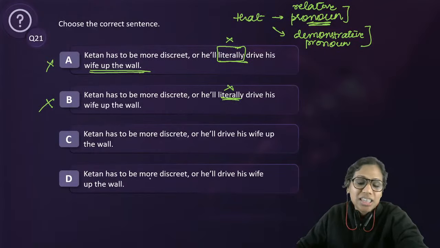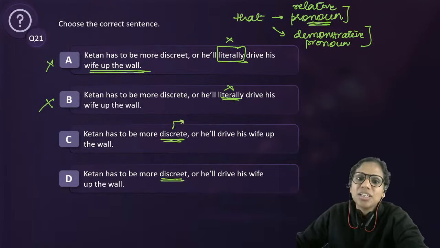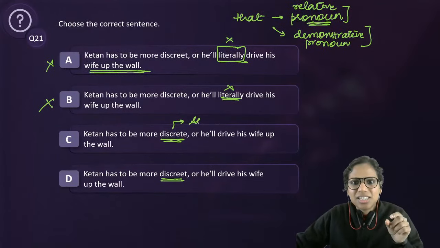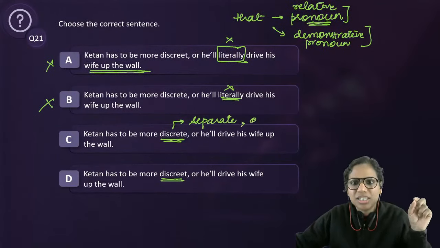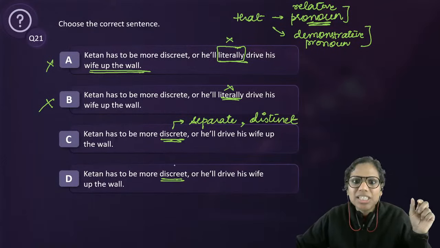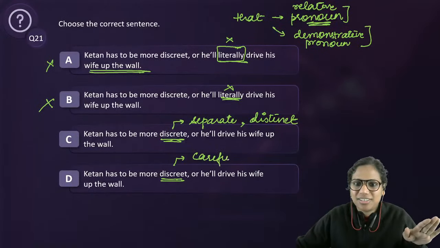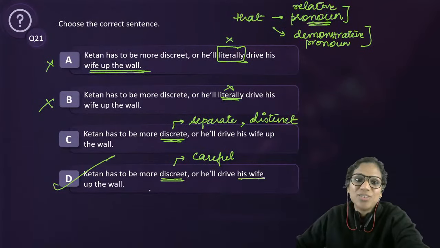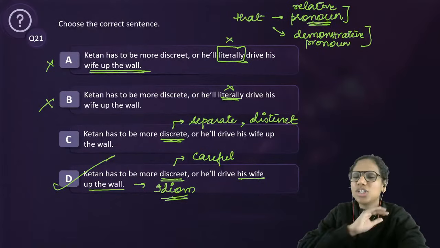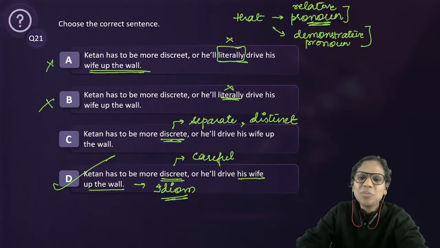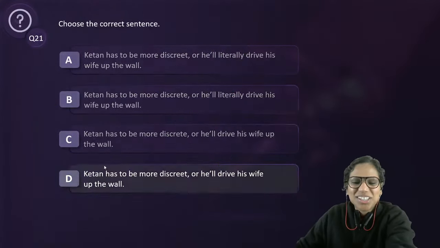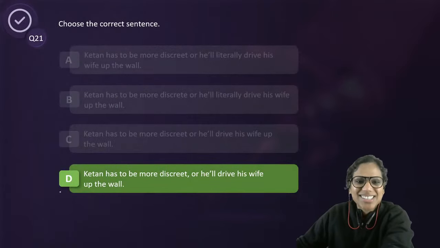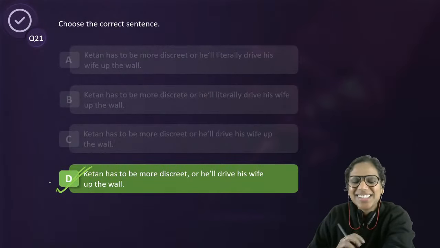So Ketan has to be more discrete. Remember statistics, discrete series. Discrete means distinct, separate. Whereas this discrete means careful. So Ketan has to be more careful or he will drive his wife up the wall. This is an idiom here. To drive someone up the wall, to just irritate them to no end. All right, Mohit. Let's not make such dangerous conjectures. Okay, so D, Delhi is the answer here.